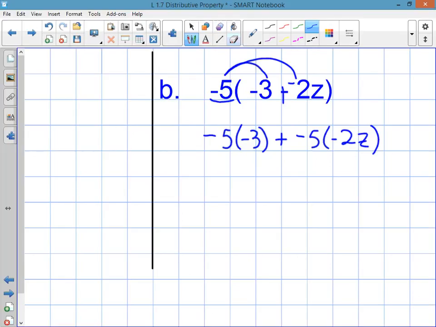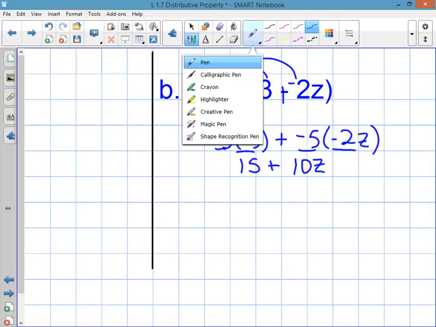When you multiply negative 5 times negative 3, a negative times a negative is a positive, so that's 15, plus negative 5 times negative 2z, a negative times a negative is a positive, so that's positive 10z. And that's it. That's your answer.